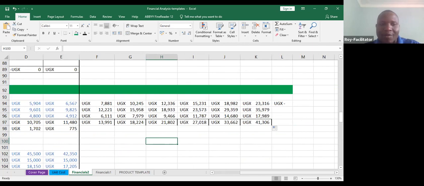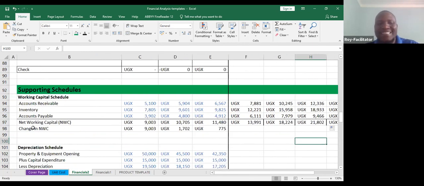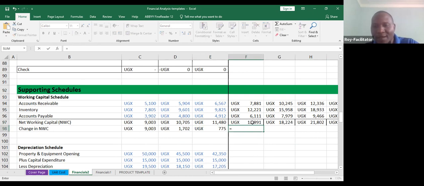But now our cash flow usually requires not the net working capital, but the change. And what is the change? It is the current net working capital minus the previous net working capital. So I'll just do this: equals this minus this. Okay.